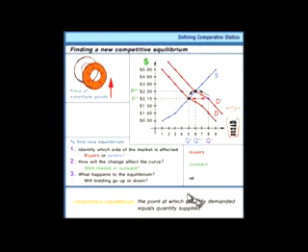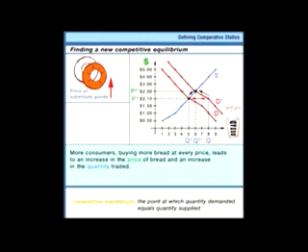More consumers buying more bread at every price leads to an increase in the price of bread and an increase in the quantity of bread traded. We got rid of our excess demand through the bidding mechanism, which pushed up the price. And as buyers and sellers adjusted to the new higher price, the quantity traded changed.